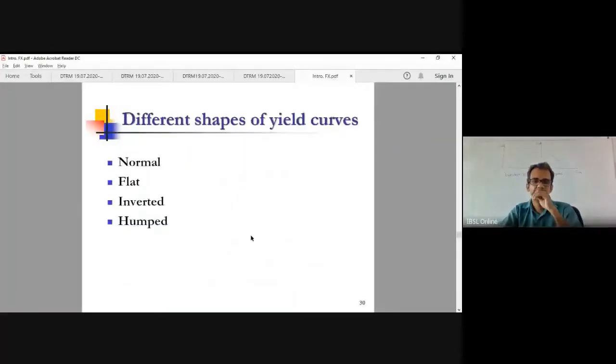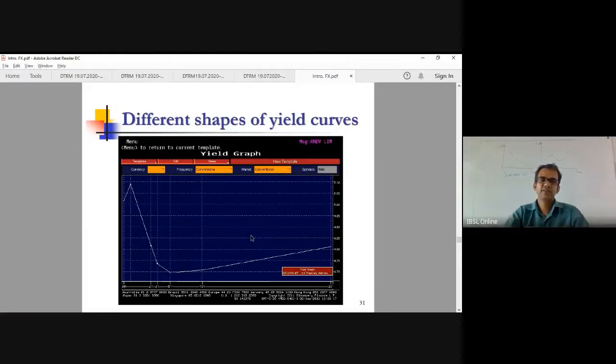We can consider this part as a normal yield curve. This is a sort of inverted yield curve, at least up to 2 year, 3 year, 5 year. The yield curve is inverted. Yields are lower than the short-term 3 months, 1 year rates. Then again, the next part gradually increases. Or you can say this is a humped yield curve as well.